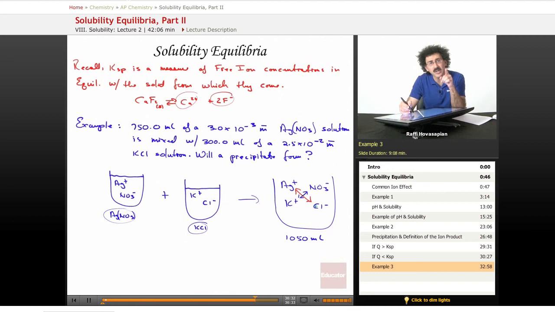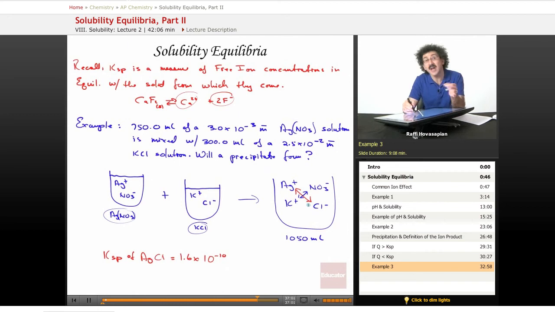But silver and chloride, when they slam into each other, the KSP, let me actually write it here, KSP of AgCl equals 1.6 times 10 to the negative 10. Well, we know from our solubility chart that it is insoluble. So when these slam together, chances are they will precipitate.